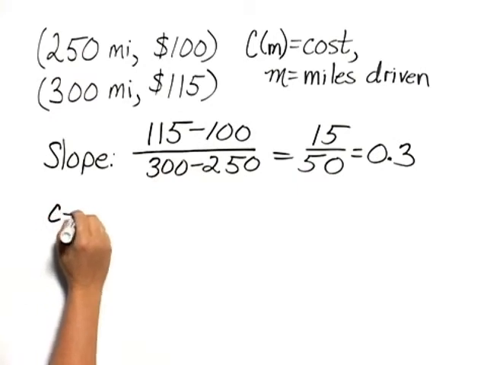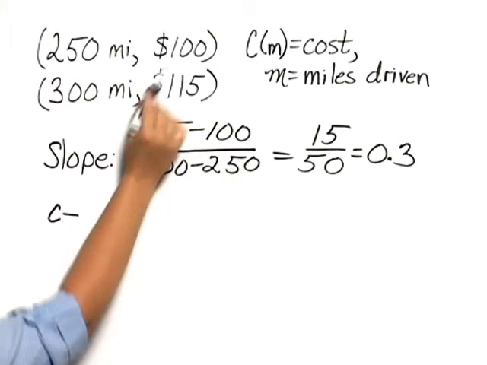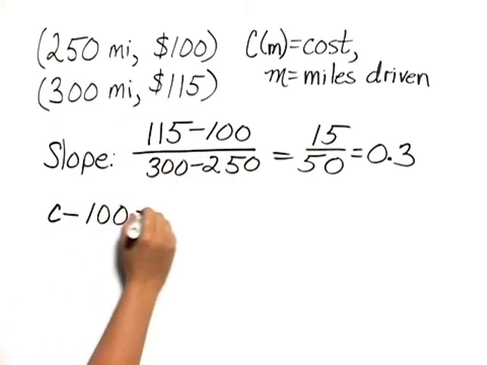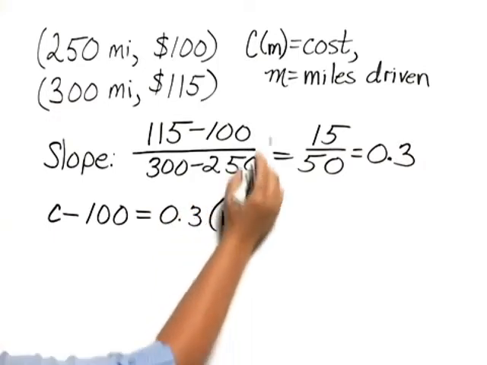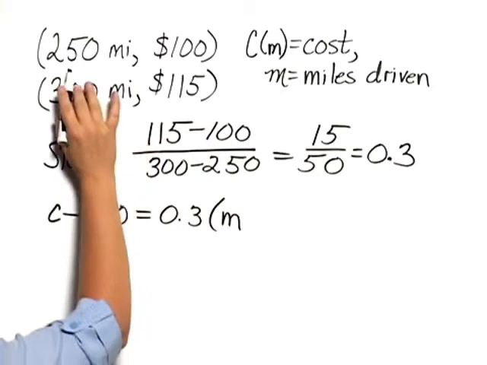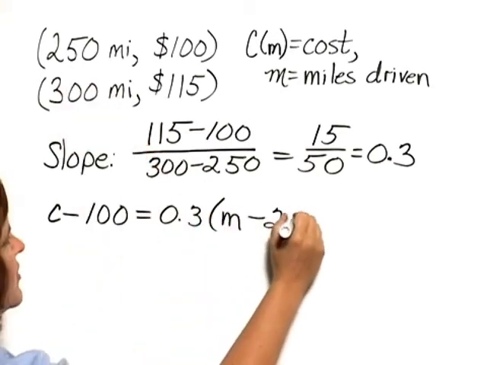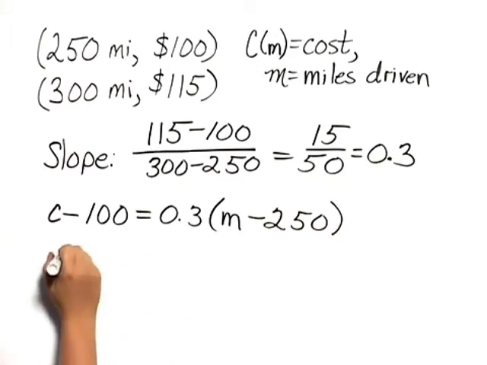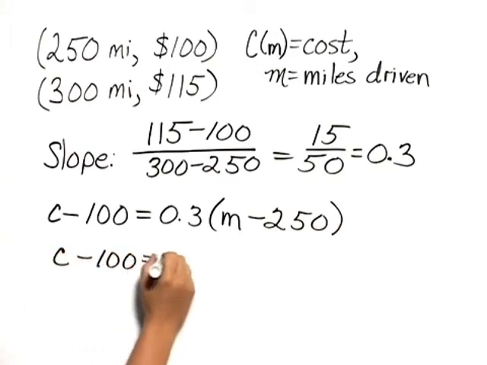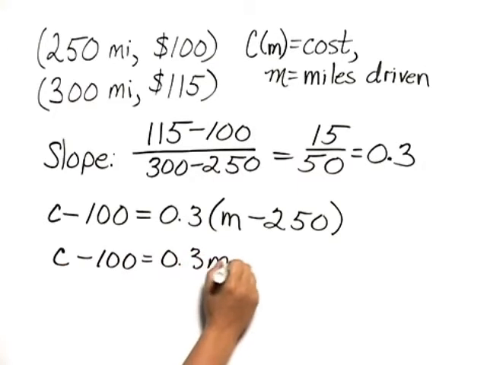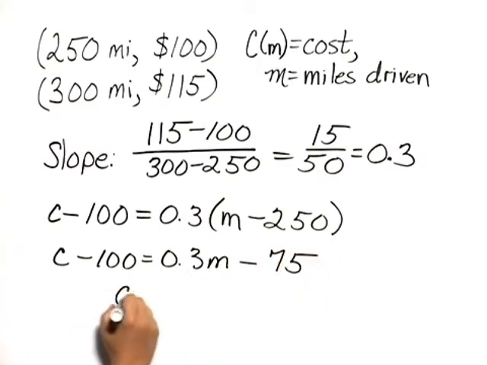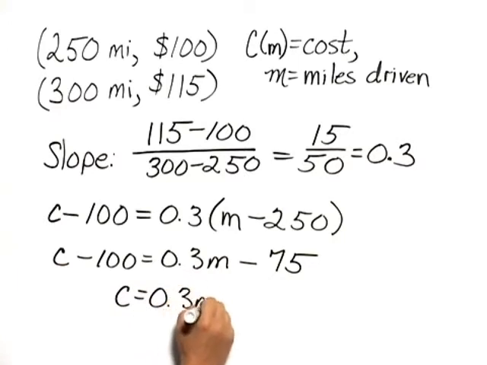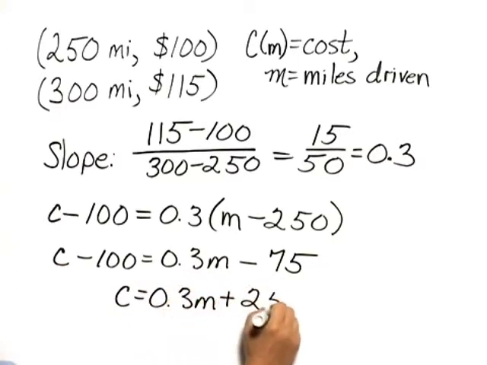We have C minus, we'll use the first point, C minus 100 equals the slope, 0.3 times M, which would be the first coordinate here, minus 250. We have C minus 100 equals 0.3 M minus 0.3 times 250, which would be 75. And then adding 100 to both sides, we have C equals 0.3 M plus 25.